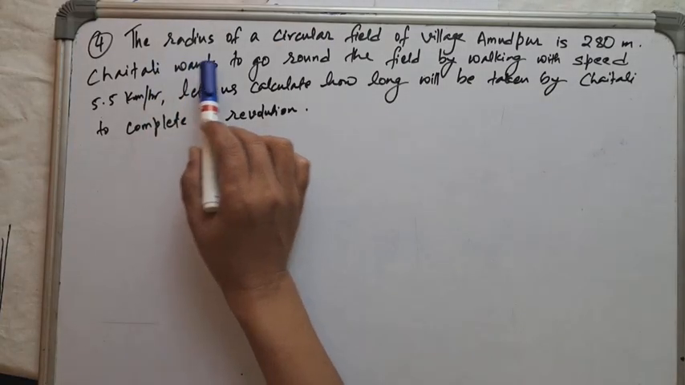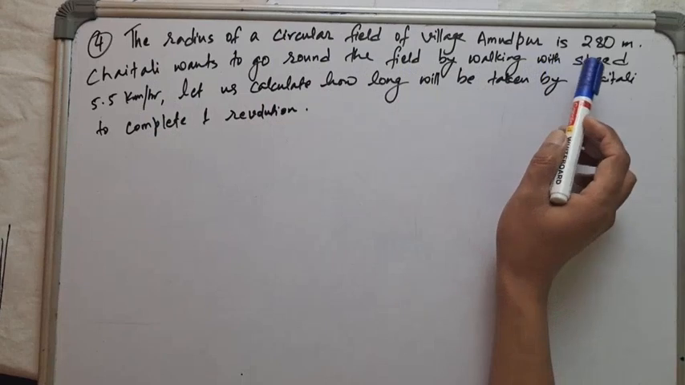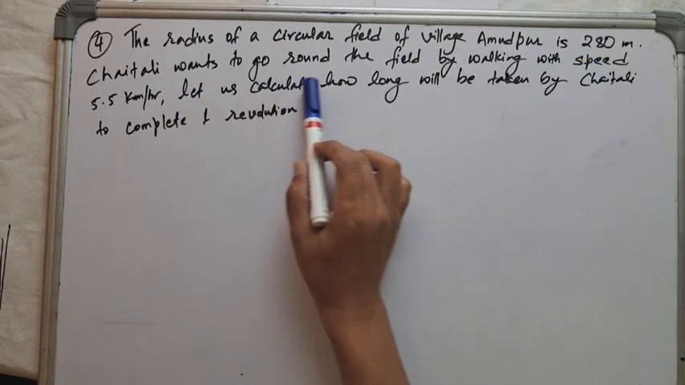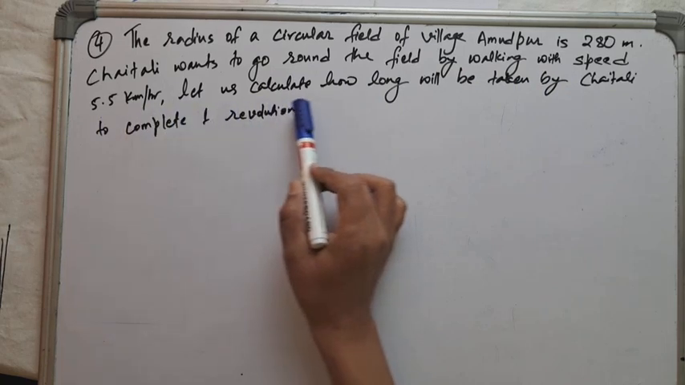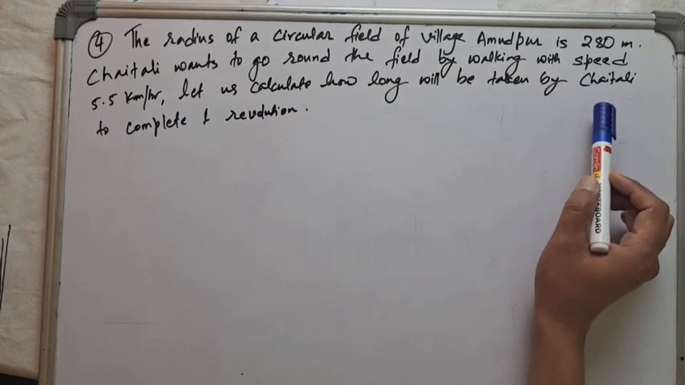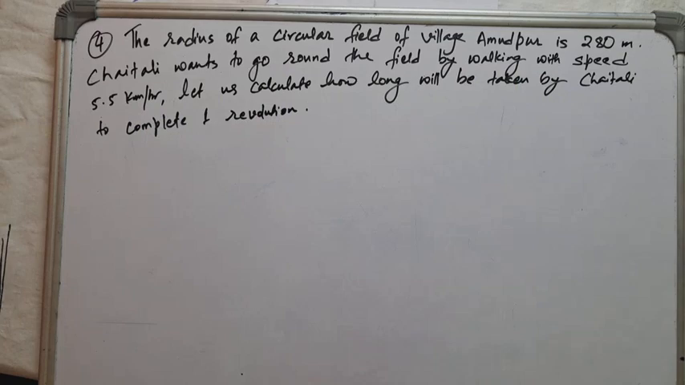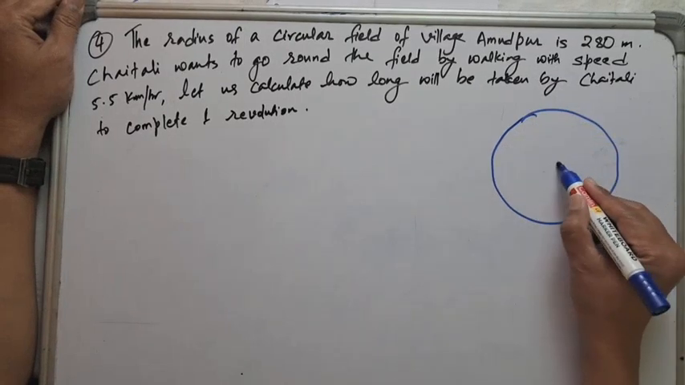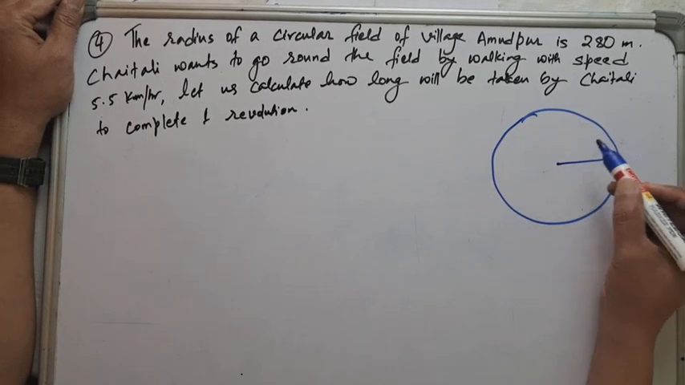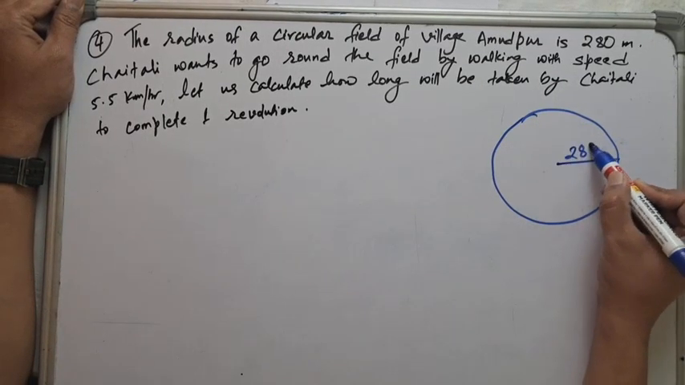The radius of the circular field of village Ahmadpur is 280 meter. Chaitali wants to go around the field by walking with speed 5.5 km per hour. Let us calculate how long will be taken by Chaitali to complete one revolution. So let's understand this question first. This is the circular field and the radius of the circular field is given to us, 280 meter.